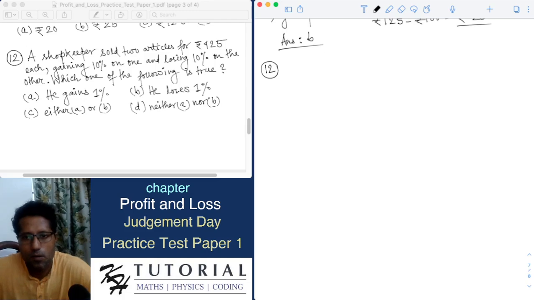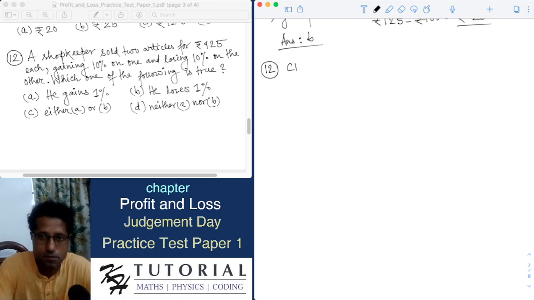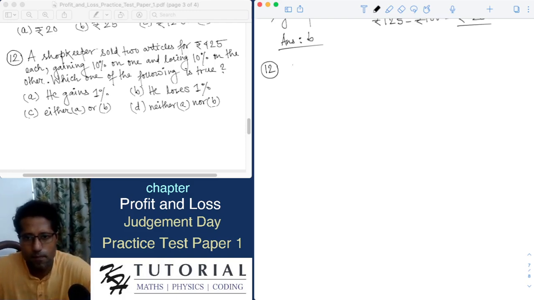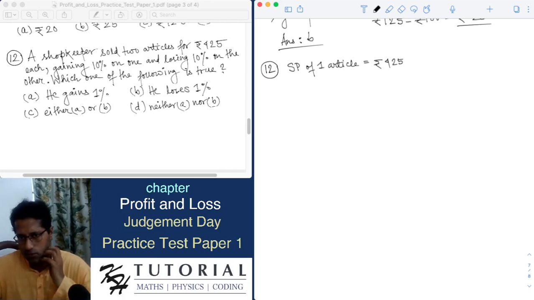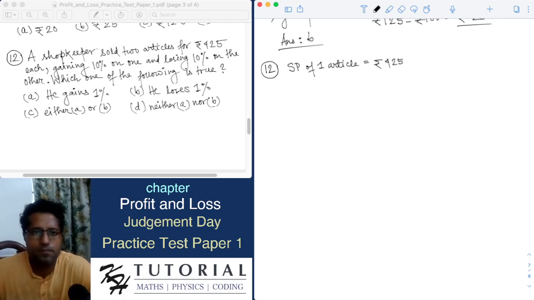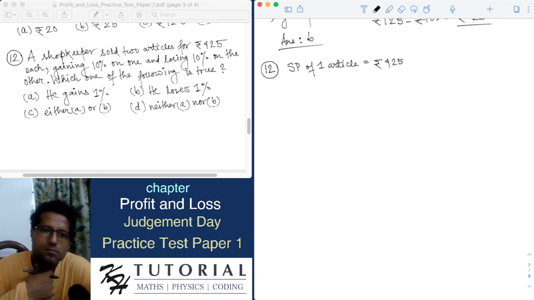So it is given that the selling price of 1 article is rupees 425. He has sold 2 articles for each. So selling price of each article is rupees 425. Now, gaining 10% on one and losing 10% on the other.